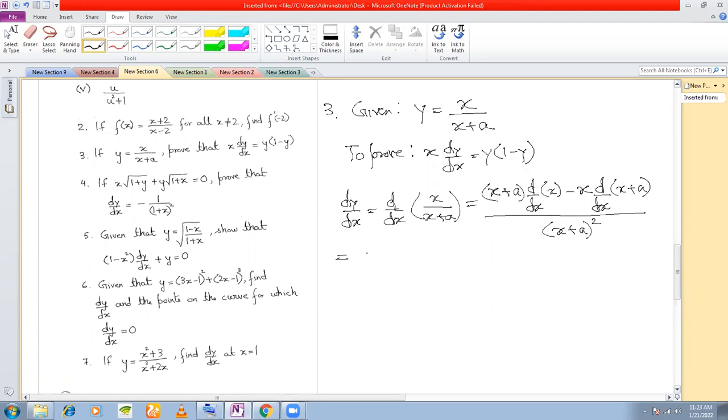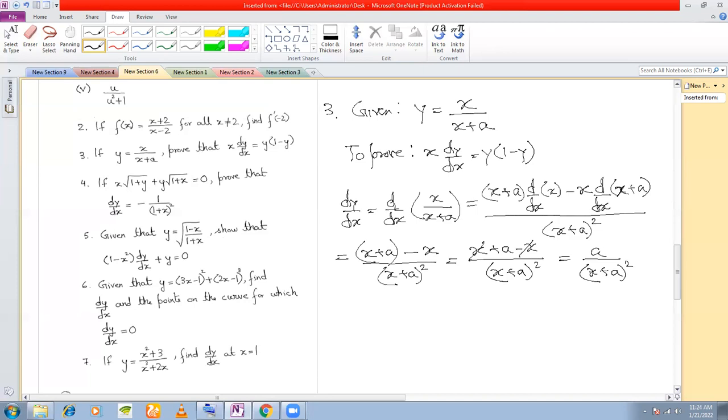So you get here (x + a), d/dx of x is 1, and minus, and d/dx of (x + a) is, this is a linear polynomial. Differentiation of a linear polynomial is simply the coefficient of x, which is 1. So x into 1, which is x, divided by (x + a) whole square. So I get here (x + a) minus x divided by (x + a) whole square. x and x will cancel. So I simply get a by (x + a) square, right?